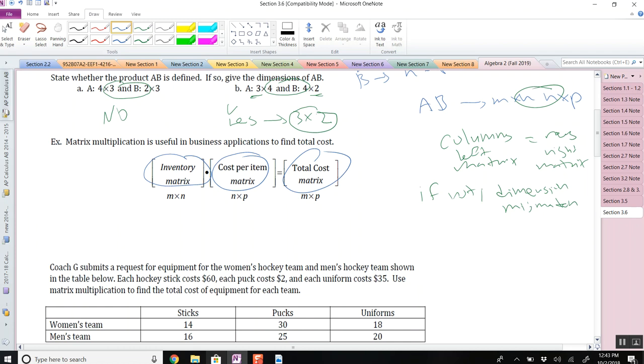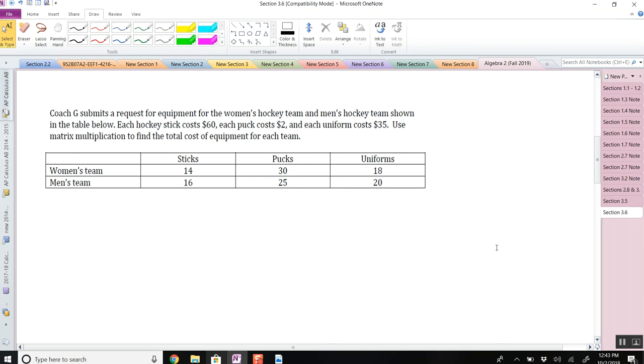Very simple. But what if we have a lot of items, right? And we have all these different costs? Then it's going to be good to actually organize the matrix. Let's look at the example down below. So Coach G submits a request for equipment for our women's hockey team and men's hockey team. And so here are the equipments that both women and men need, and the costs for each item is right here. Here's what I'm going to do.